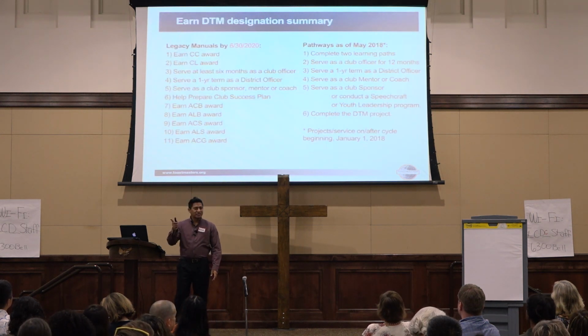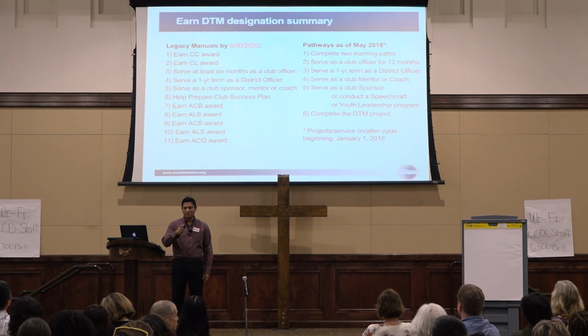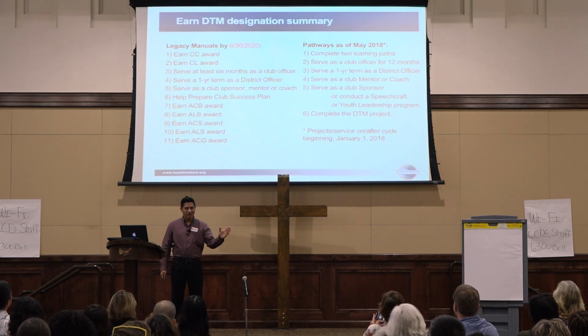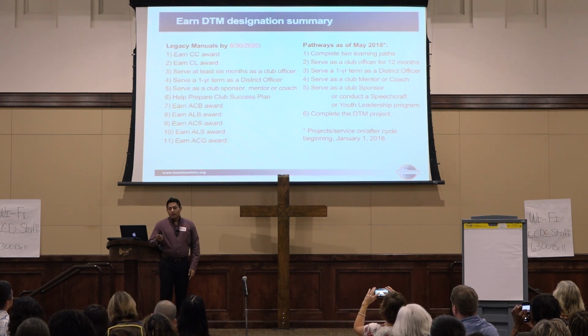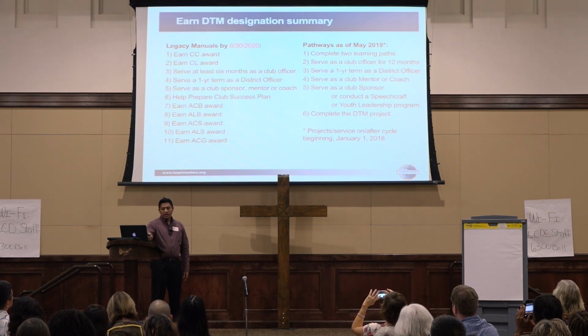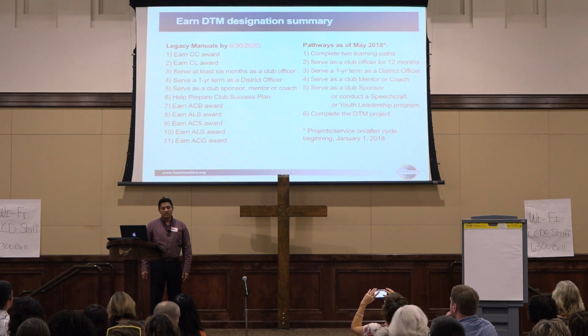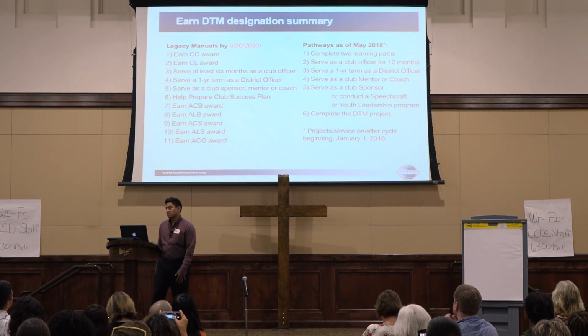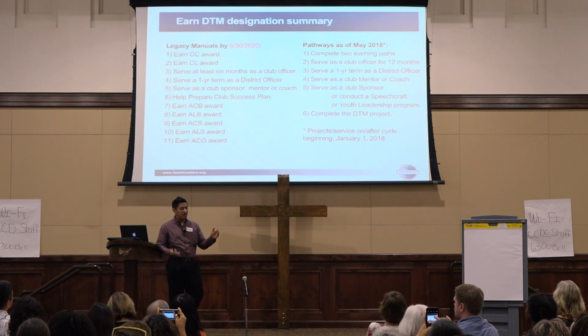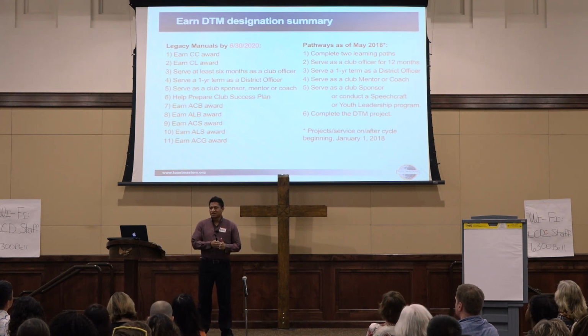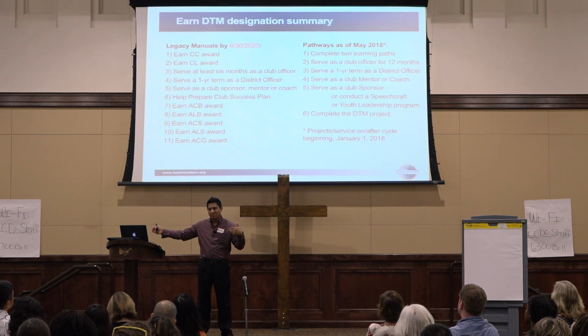Again, the deadline for the legacy system is June 30th, 2020. Last chance to be an area director is next year, July 1st, 2019. Again, projects or services on or after January 1st, 2018 is what I was told. I know you were told different, but that's what I was told, that they have to begin after January 1st, 2018 to count for the new system. And really, the new system is going to be there for a long time, so it doesn't matter when you start, you have other opportunities.